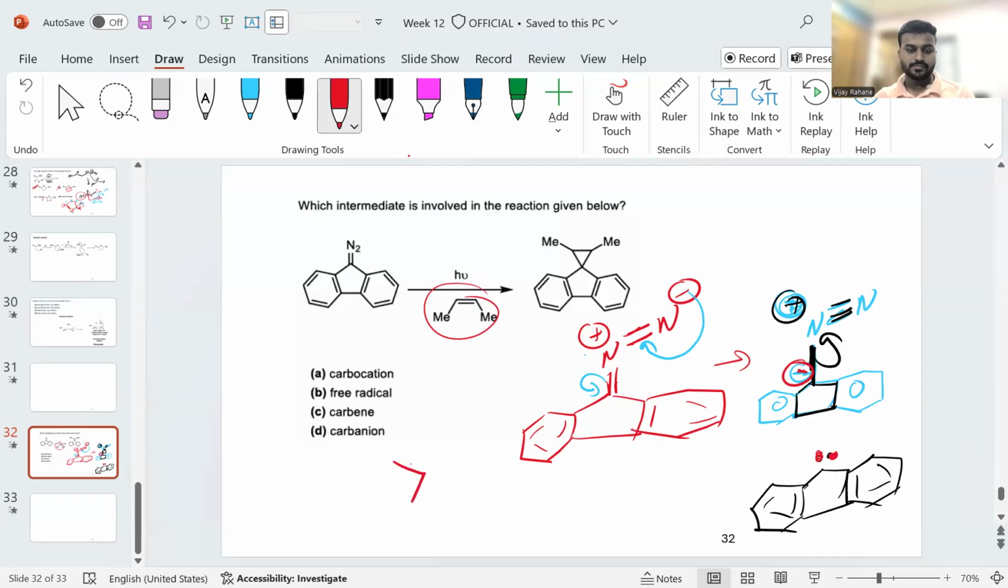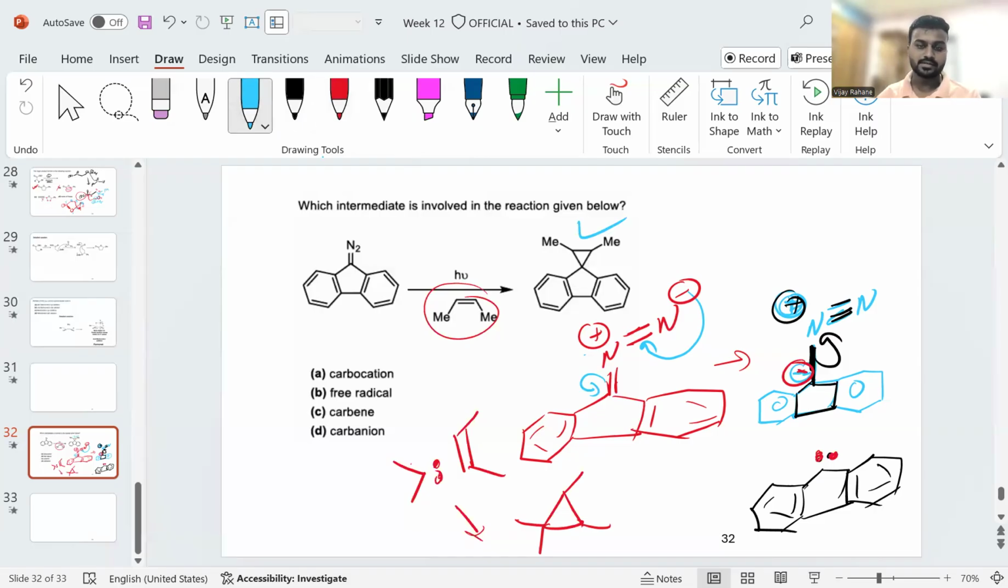when you have the carbene and the double bond, homologative bond formation takes place to give the product in this fashion. So, sorry, 3-member ring formation takes place in this reaction. So the intermediate involved is the carbene intermediate.